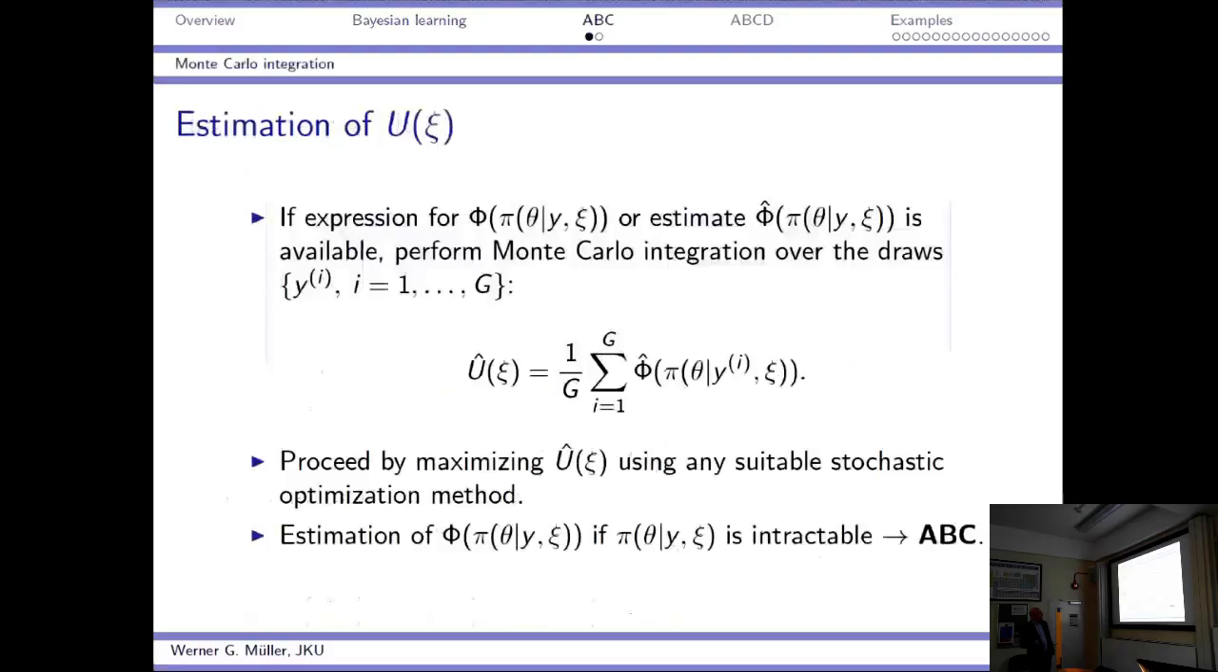So let us move now to the ABC part. Some of you might not be familiar with approximate Bayesian computation, so I'm going to say a few words about it.